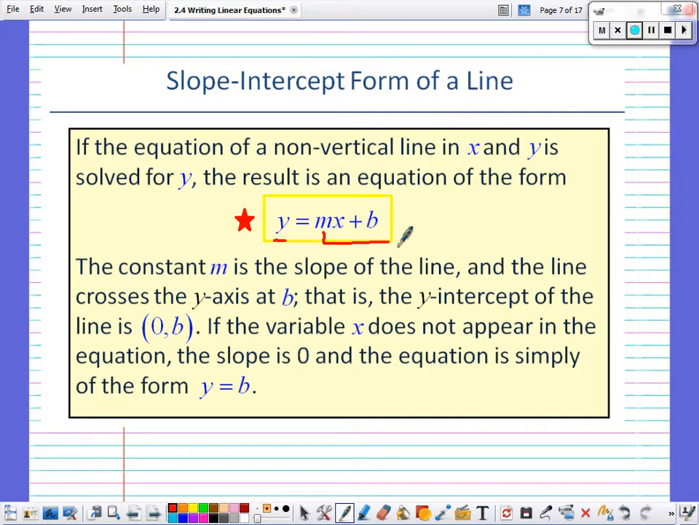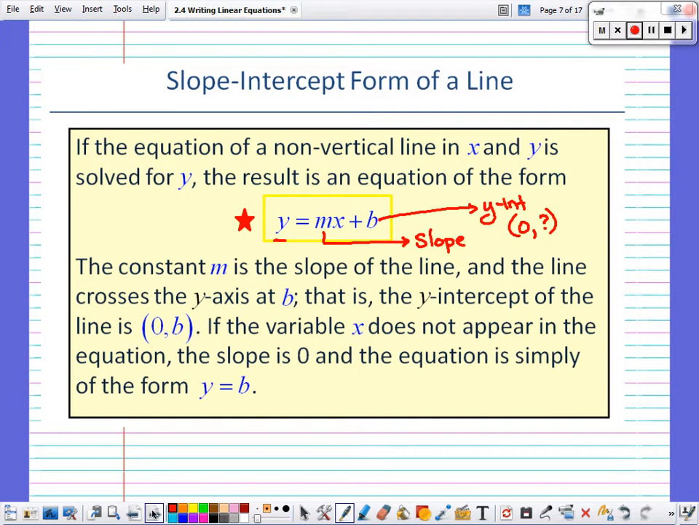Now, the m represents the slope. And the b represents your y-intercept. Now remember, the y-intercept is the point 0, comma, something. We plug in 0 for x to solve for y to find the y-intercept, and you can see that down here in the notes. But that's how you would find the y-intercept. So y equals mx plus b is what we're going to be utilizing when they are referring to slope-intercept form.